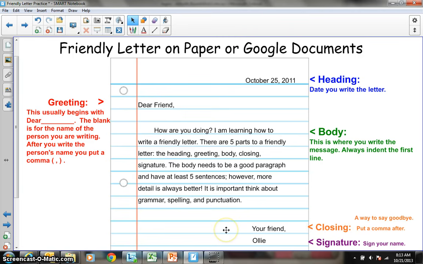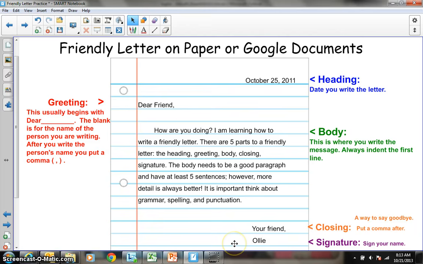Your closing is where you write a word or a phrase such as "your friend," "your student," "your daughter," "your son," "from," "sincerely," "love." But please notice that the first word of your closing is capitalized and every word following is not capitalized, but there does need to be a comma after your closing.